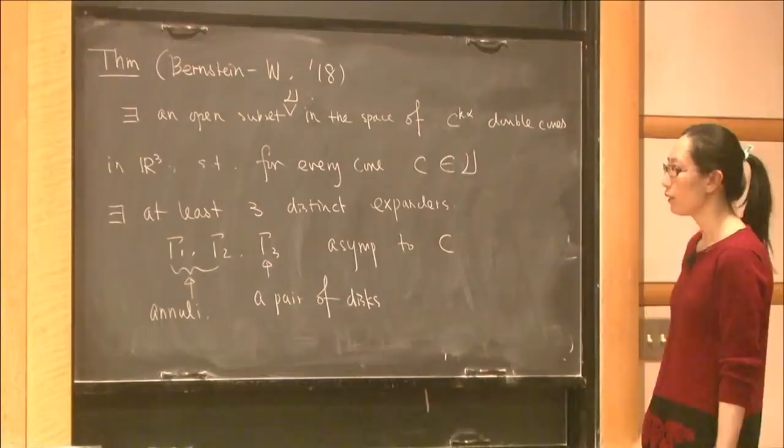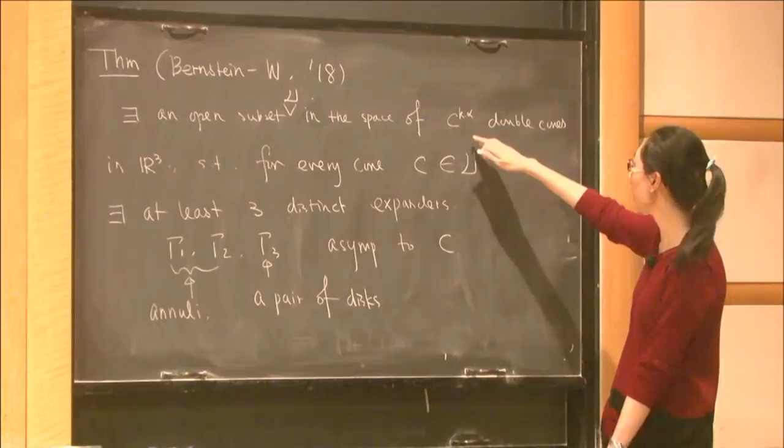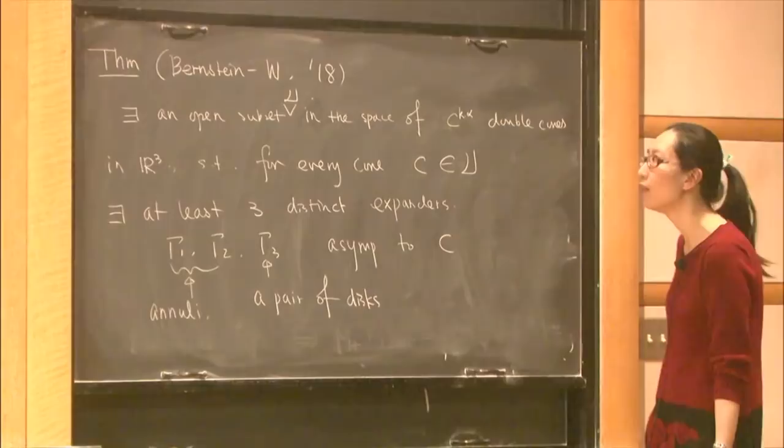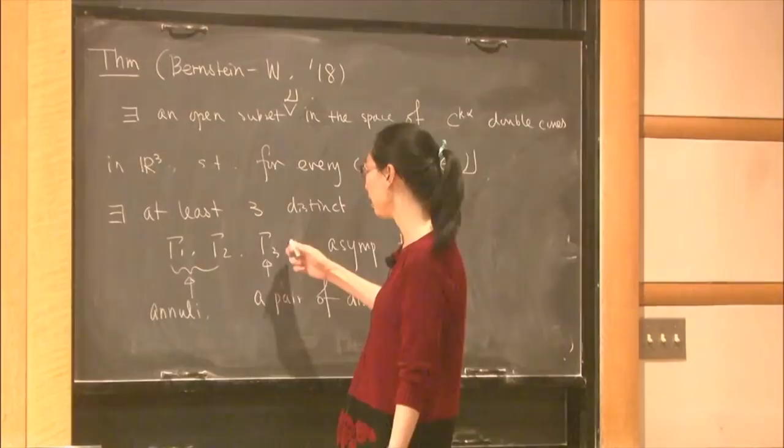So here we consider double cones, which means that the link of the cone has two components, but not necessarily rotationally symmetric. The link just has to be some C^{k,alpha} curve in the unit sphere. And moreover, by our construction, you can see that one of these, say gamma 1, is stable, one is unstable, and this is actually the minimizer.